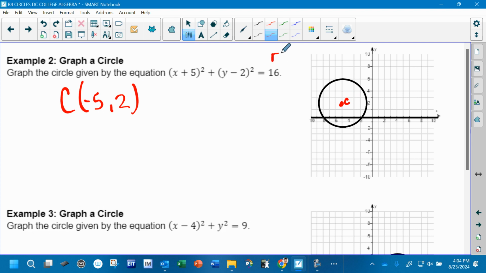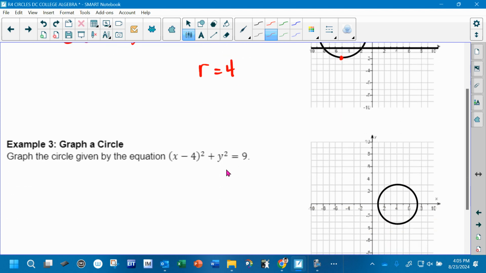And if this number right here represents your r squared, so if r squared is 16, you have to take the square root of that to get r. So you take the square root of 16 and you get 4. So from this point, you're going to go 1, 2, 3, 4 in each direction: right, left, up, and down. And then you just draw your circle. Yours may be a little wonky, but that's okay. I was able to use a tool to make this one.